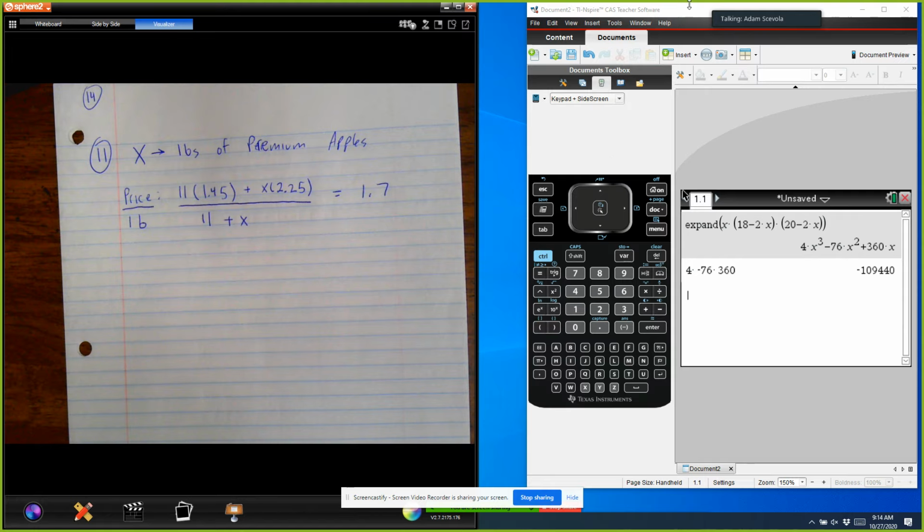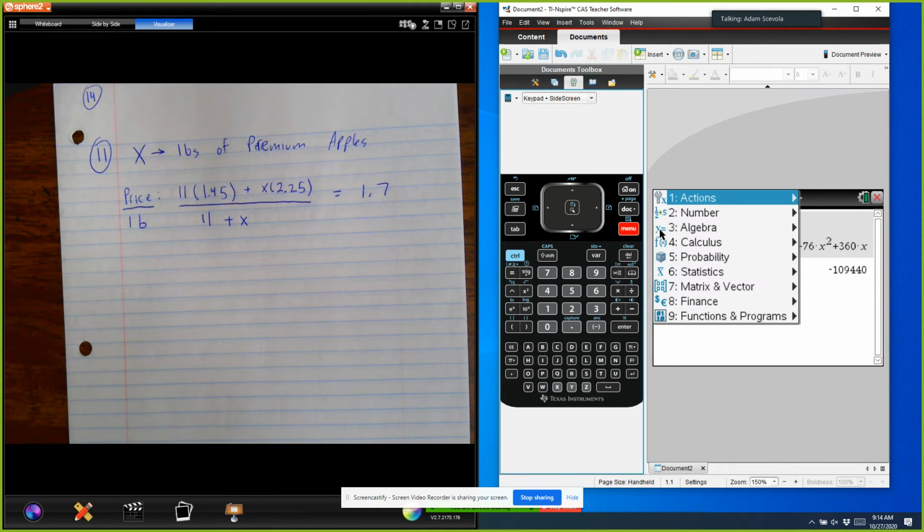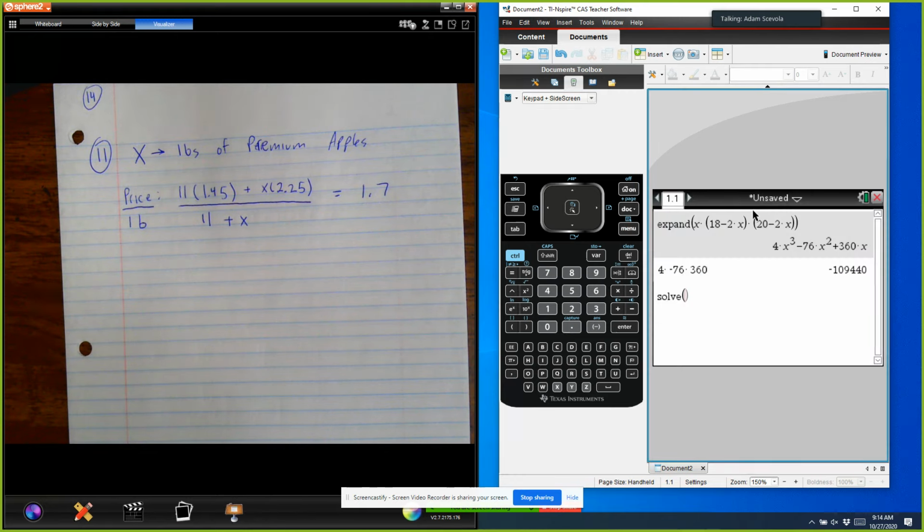So I'll go control division, 11 times 1.45, plus X times 2.25, and then divide by 11 plus X. And we're going to set that equal to the price per pound, 1.7. All right, and both sides of this proportion represent price per pound. Price divided by pounds, and that's the given price per pound. Then do comma X, and I get 5, which means I need 5 pounds of premium apples.